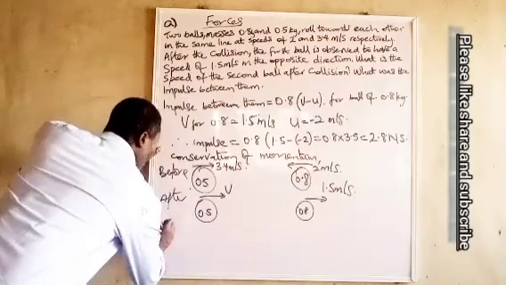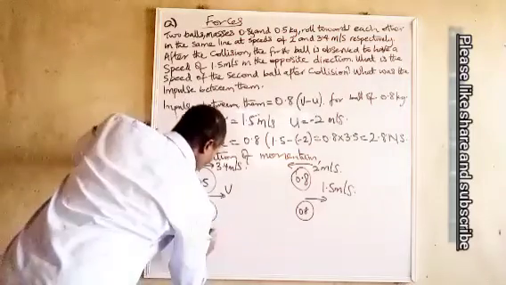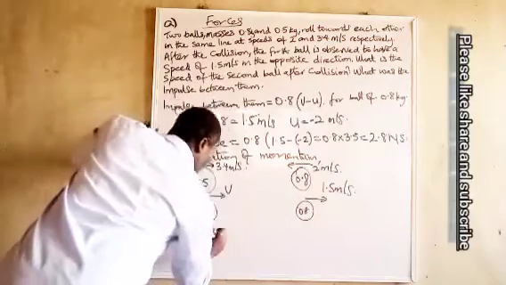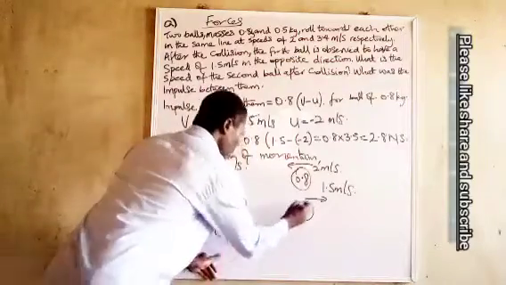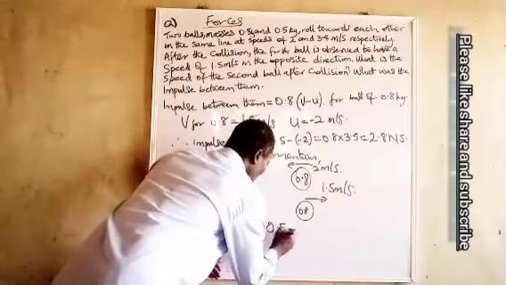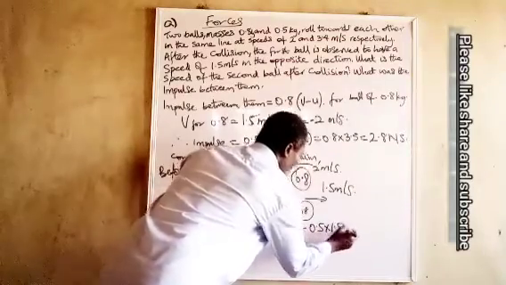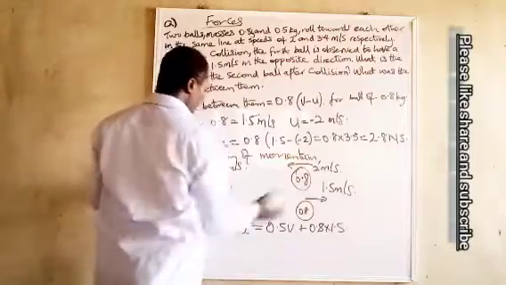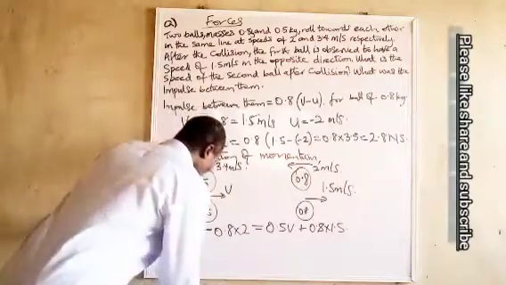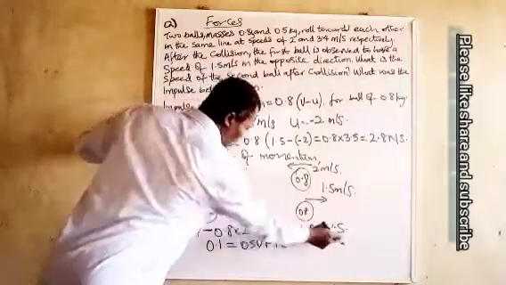Therefore, 0.5 times 3.4 minus, because it's against, 0.8 times 2 is equal to 0.5V plus 0.8 times 1.5. You can see, the 0.8 has now gone in the direction that we are using. Therefore, this one will now give us 0.1, which equals 0.5V plus 1.2.